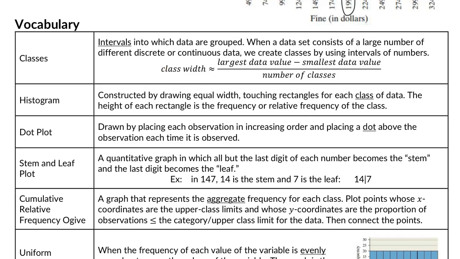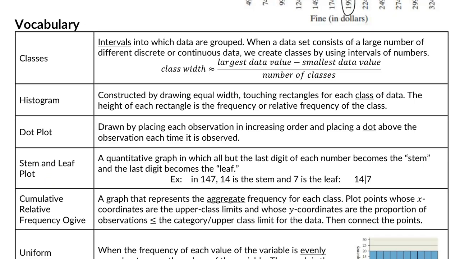A histogram, we've discussed already. It's a drawing of equal width touching rectangles for each class of data. The height of each rectangle is a frequency or relative frequency. Feels like a bar graph, but it's a little different. Dot plot, you guys got that one. Stem and leaf plot, you guys got that one.